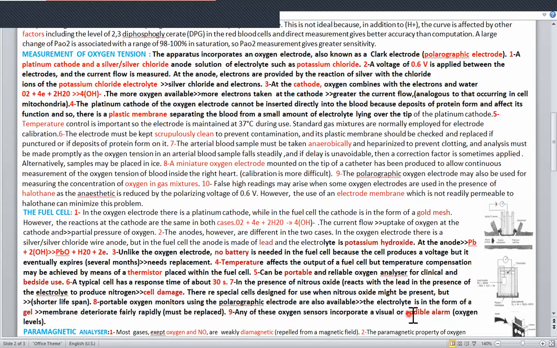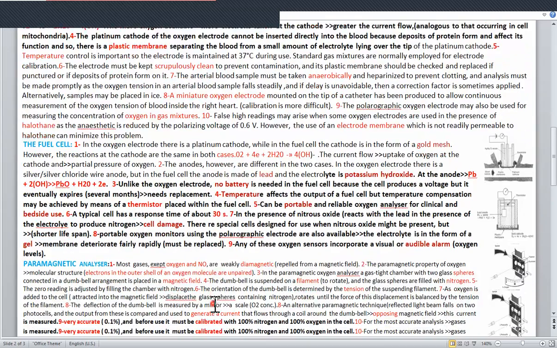This sensor incorporates an audible alarm for oxygen level. Of course, we also have an alarm system, and we have portable oxygen monitors used nowadays, where instead of an electrolyte solution, we use a gel. But unfortunately, the membrane deteriorates fairly rapidly and must be replaced.